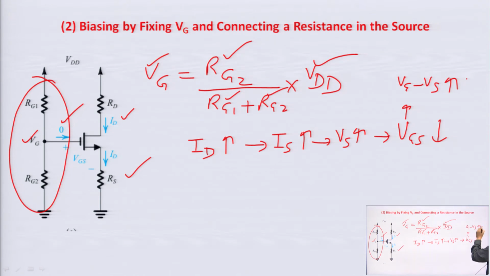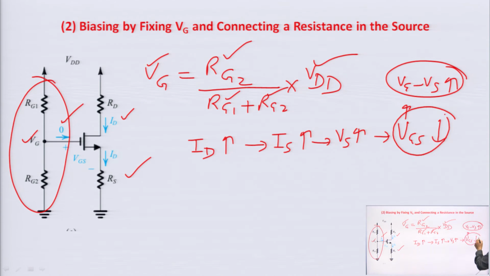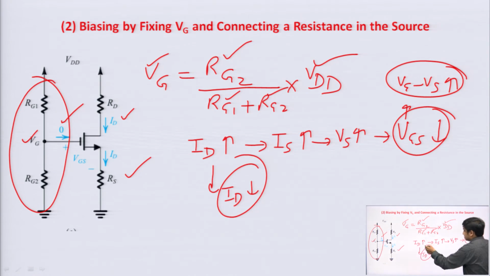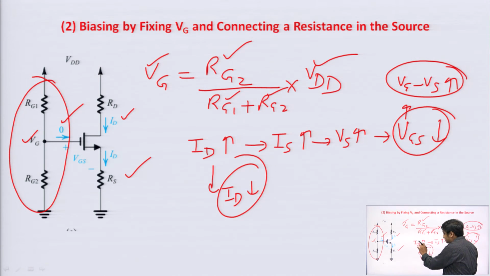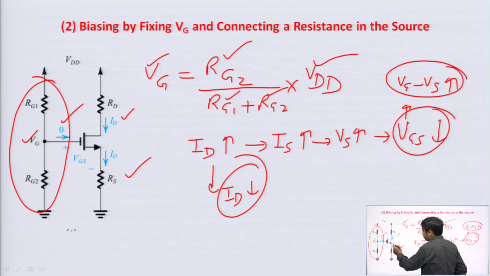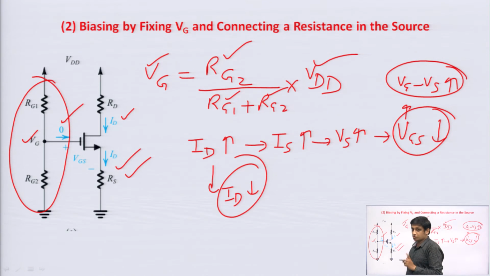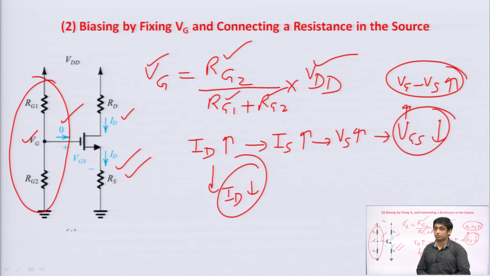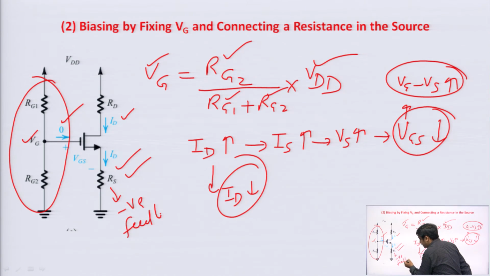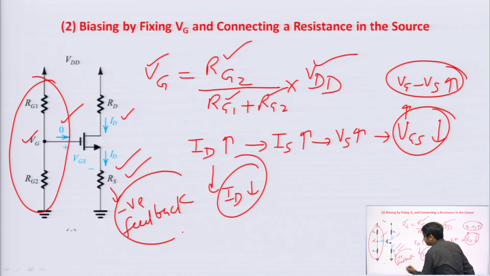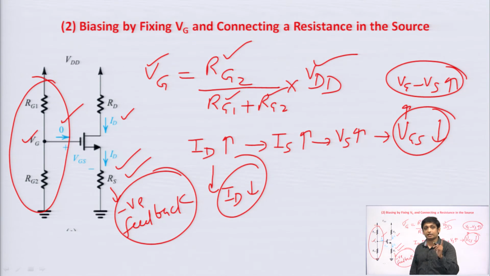If Vs increases, then your VGS will decrease, and if VGS decreases, then your ID will be reduced. So, the point is that if the ID had increased, then ID will decrease automatically because of the negative feedback action performed by this source resistance Rs. That is why we say that this source resistance Rs provides negative feedback. It provides negative feedback that stabilizes the drain current.